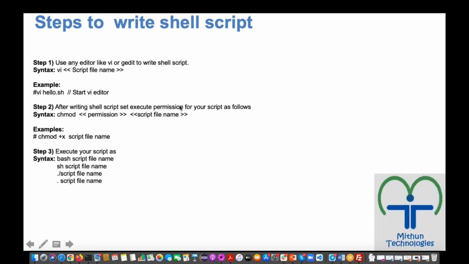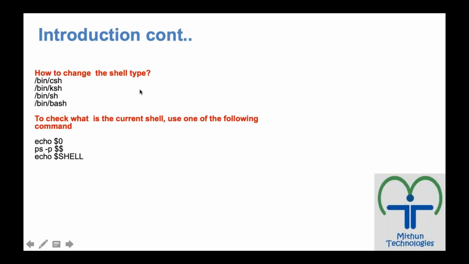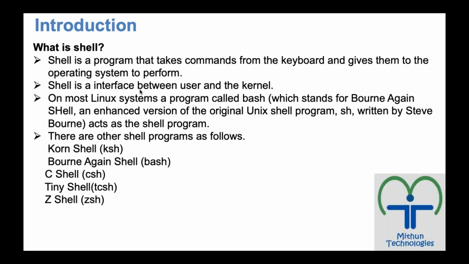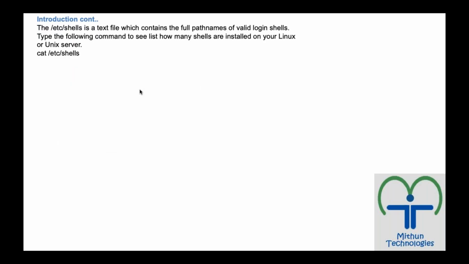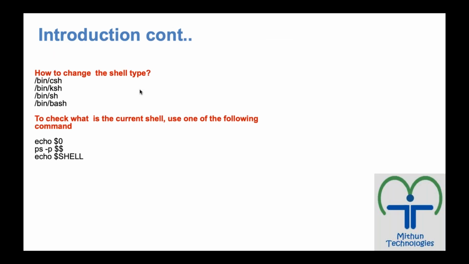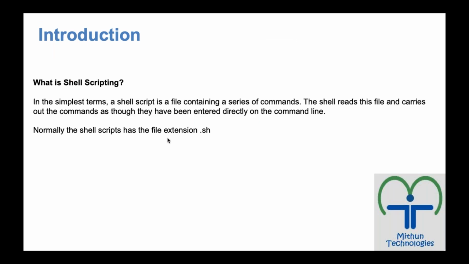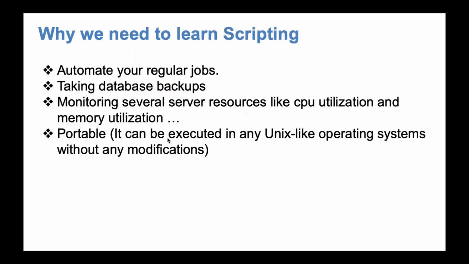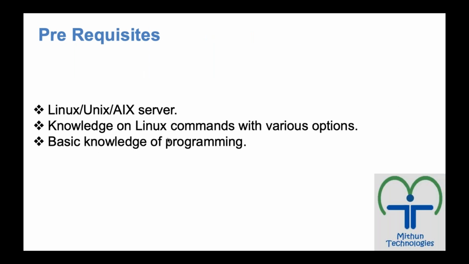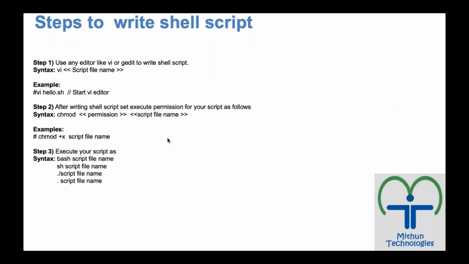Okay, so in the last session, we discussed what the shell is, what the default shell type is, and what the different shell types are. How to know how many shell types are supported by your operating system, how to switch from one shell to another, and how to check which shell you are currently using. Then we discussed what shell scripting is, why we need to learn it and what the prerequisites are, and we wrote one first example, right?